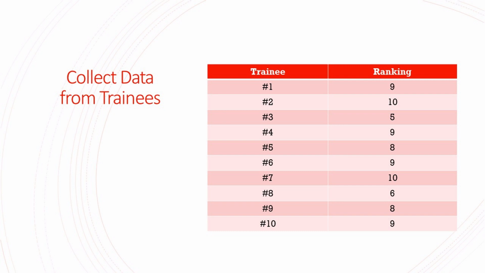Here is an example of what a simple data set could look like. We have ratings from 10 trainees. The lowest rating is a 5 and the highest is a 10.